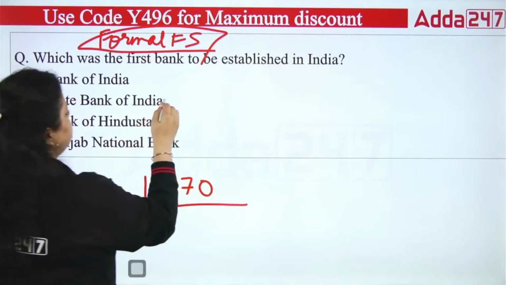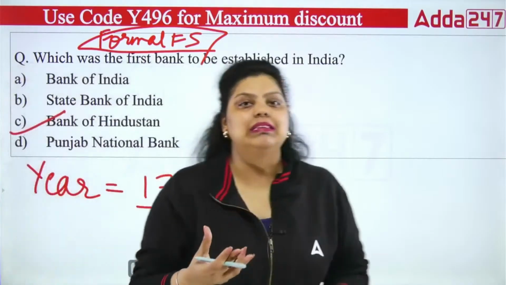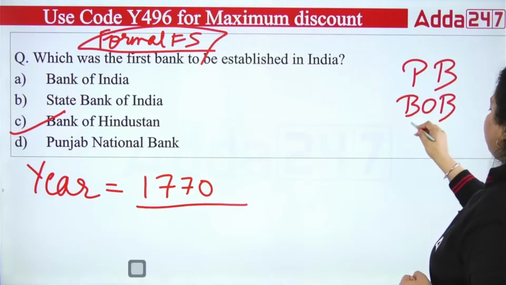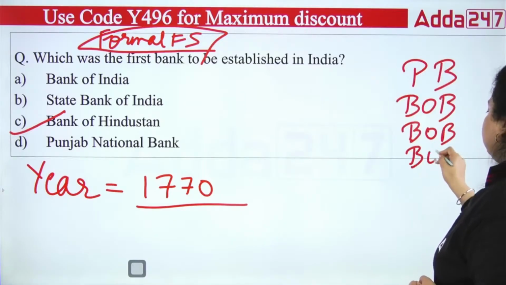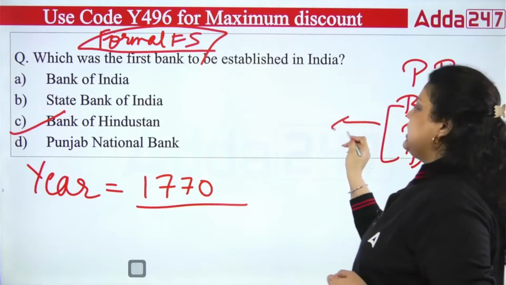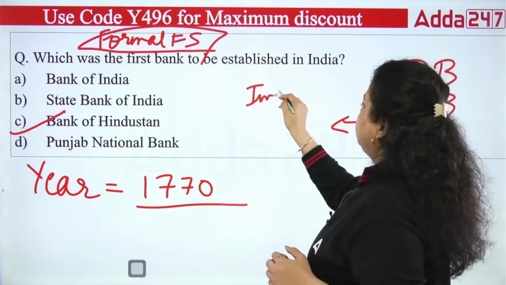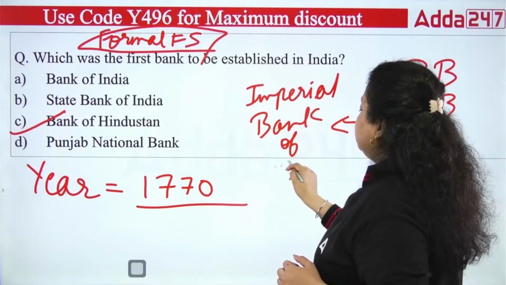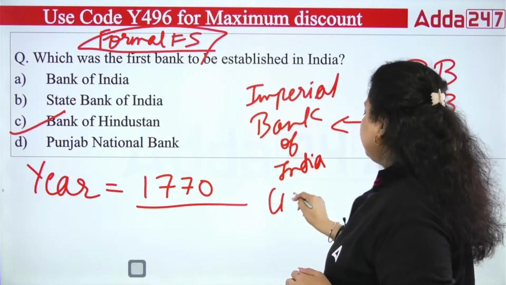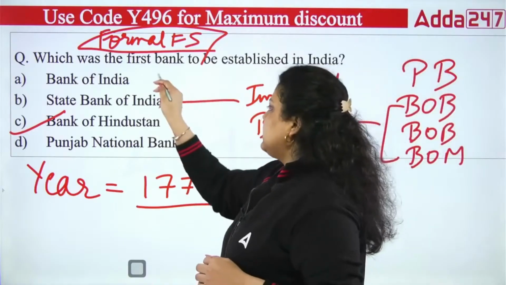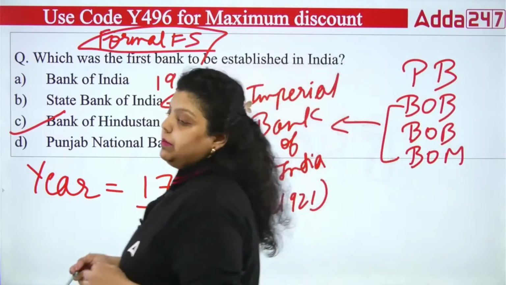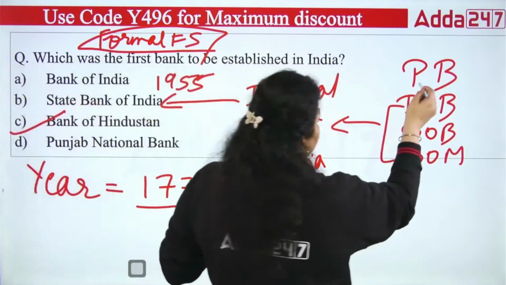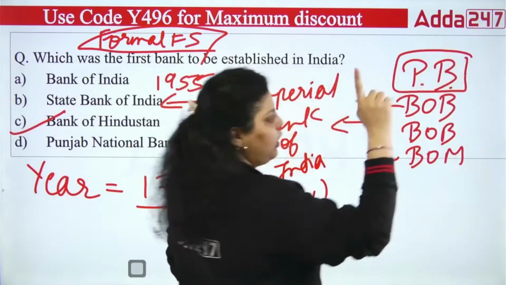If I talk about SBI, SBI's history starts with the Presidency Banks. We used to have 3 Presidency Banks: Bank of Bengal, Bank of Bombay and Bank of Madras. All these 3 Presidency Banks were amalgamated into the Imperial Bank of India in 1921. Then the Imperial Bank of India was converted into SBI in 1955. So also remember SBI's history. It is also important. So there used to be 3 Presidency Banks: Bengal, Bombay, Madras.